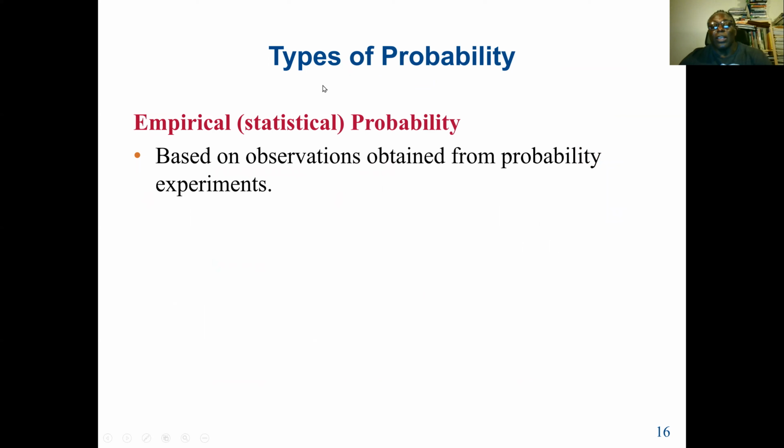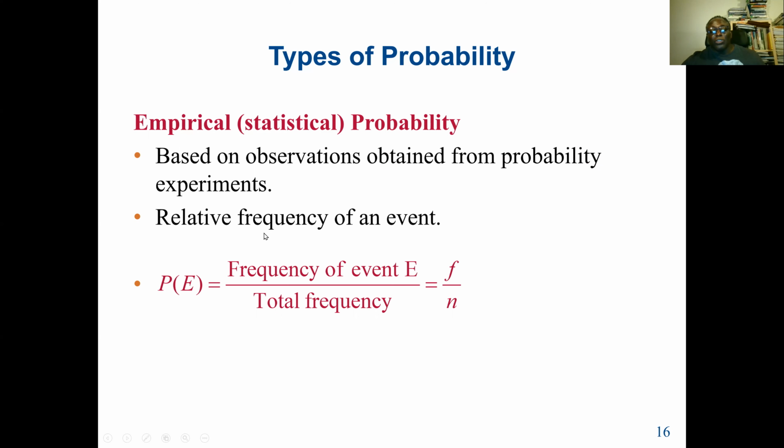So next we go to the second type of probability. This is empirical probability. Now the classical probability means the present result doesn't depend on the previous result, so we find the probability based on the present data. With empirical probability, we are going to get our result based on past experience, so based on observation obtained from probability experiments. So relative frequency of an event.